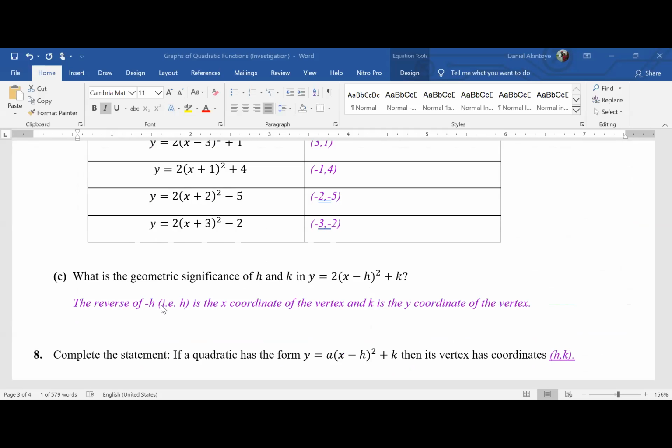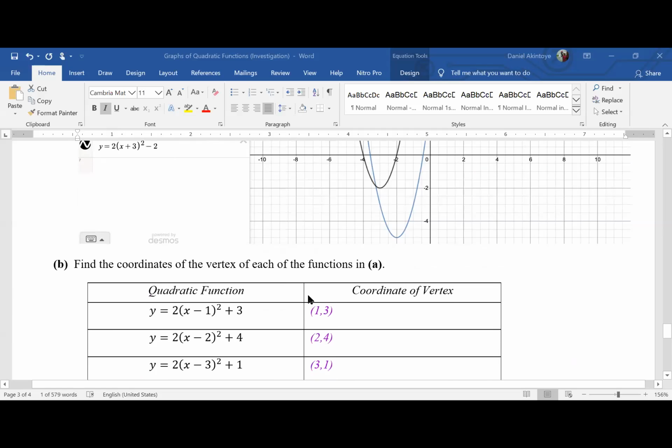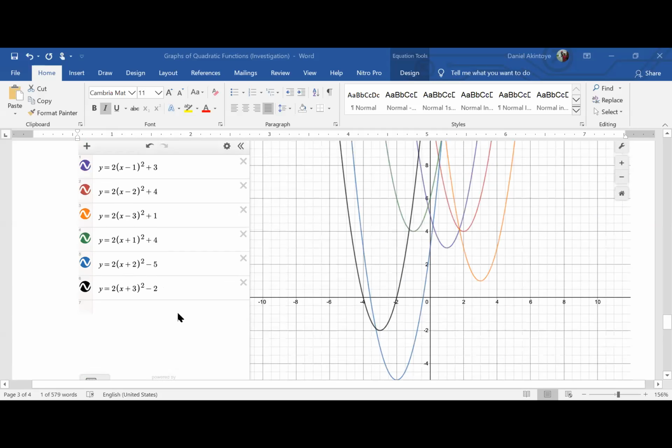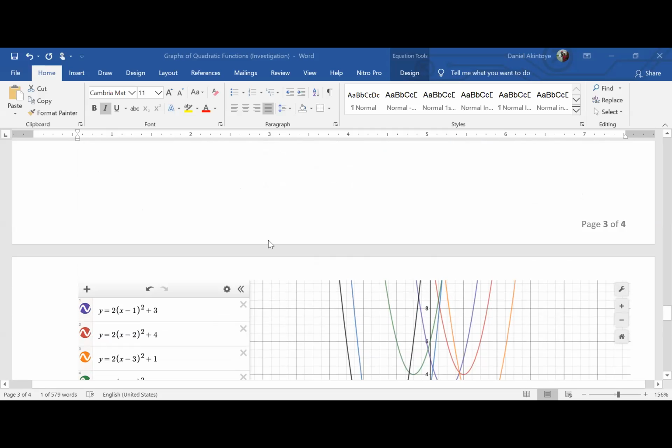Now, she said the reverse of h. You could have just said the value of h. The value of h is the reverse of what is in the bracket. The value of h is the x coordinate of the vertex, and k is the y coordinate of the vertex. So basically, the minimum or the maximum value of the function is k. If you look at it from here, let's look at it. This would be a minimum graph. What kind of graph is this one? Let's see from here.